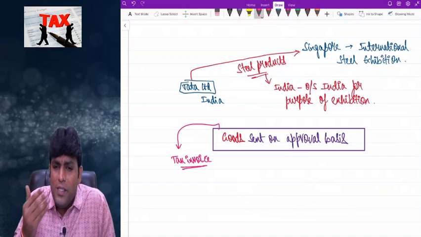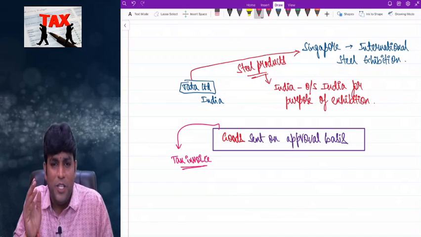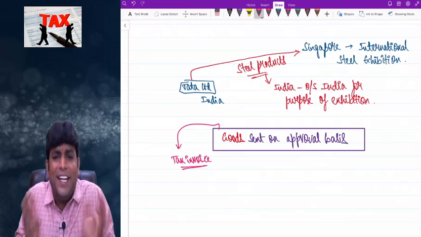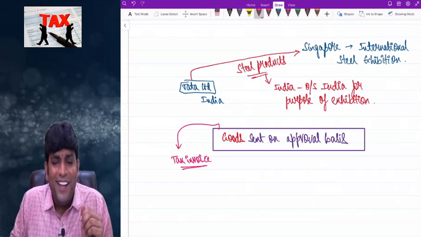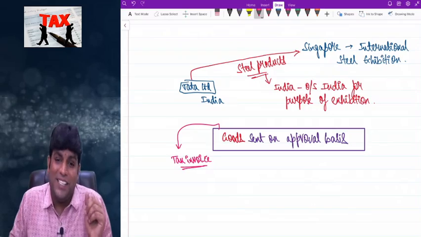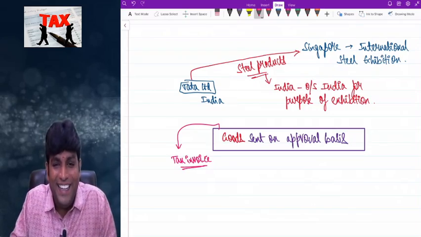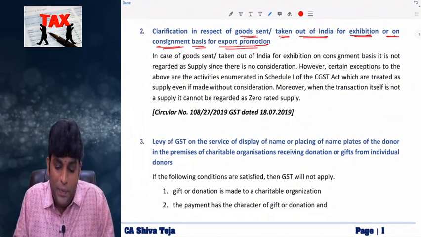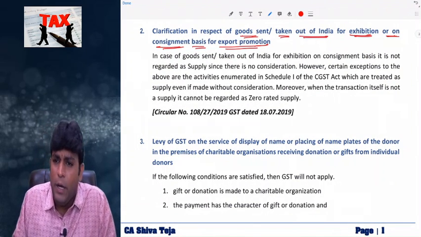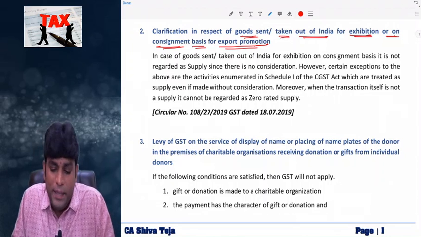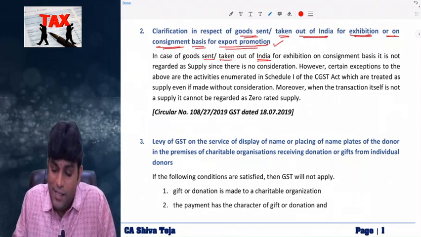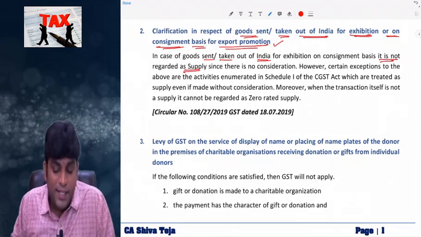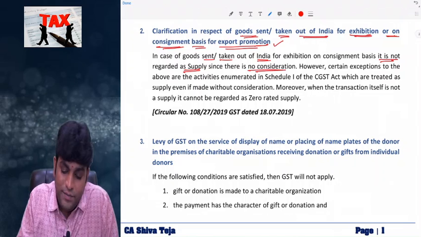Now here, when goods are taken outside India for the purpose of exhibition, when it is not a supply at all, obviously it is not a zero rated supply, because to become a zero rated supply, first it should become supply, right? When it is not a supply, how can it be a zero rated supply? Let me take you back to the point. See now, clarification in respect of goods sent or taken out of India for exhibition or on consignment basis for export promotion. Let's read. In case of goods sent or taken out of India for exhibition on consignment basis, it is not regarded as supply since there is no consideration, obviously.